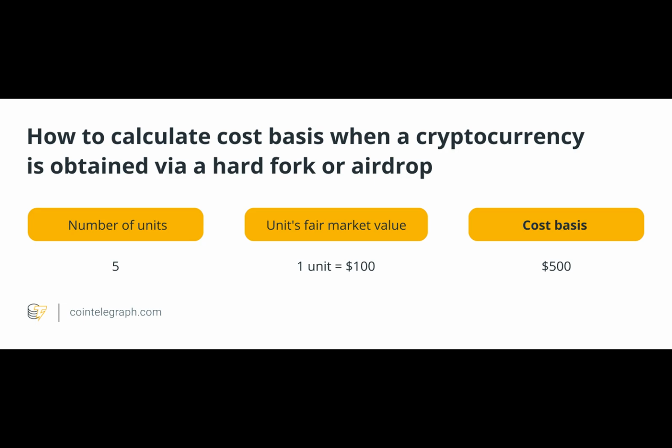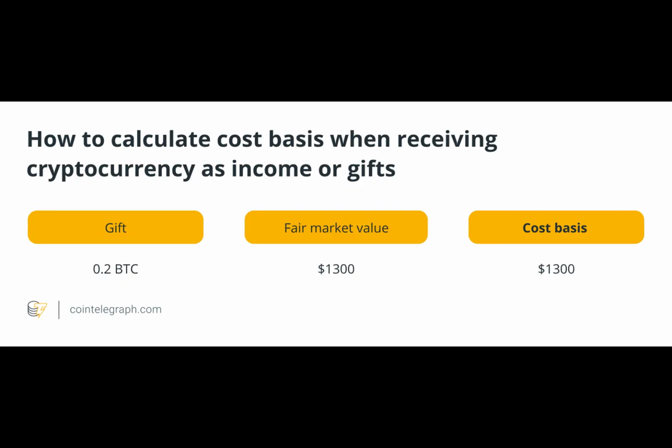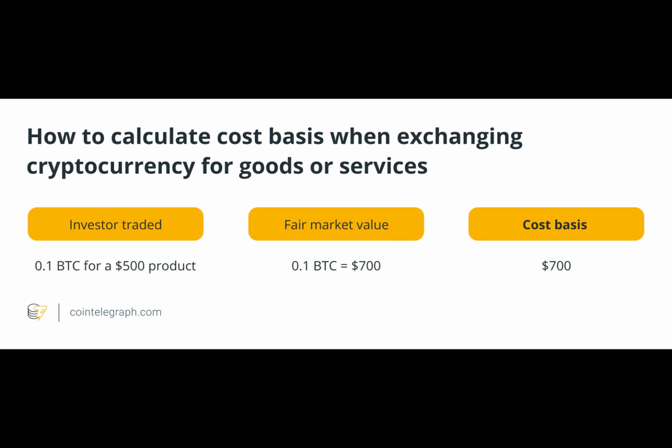Transaction fees: any costs, for example, gas fees, incurred while making a purchase. Type of transaction: whether it was a purchase, sale, exchange, or another type of transaction. Wallet addresses: the addresses involved in the transaction. Transaction ID: a unique identifier assigned to every transaction.